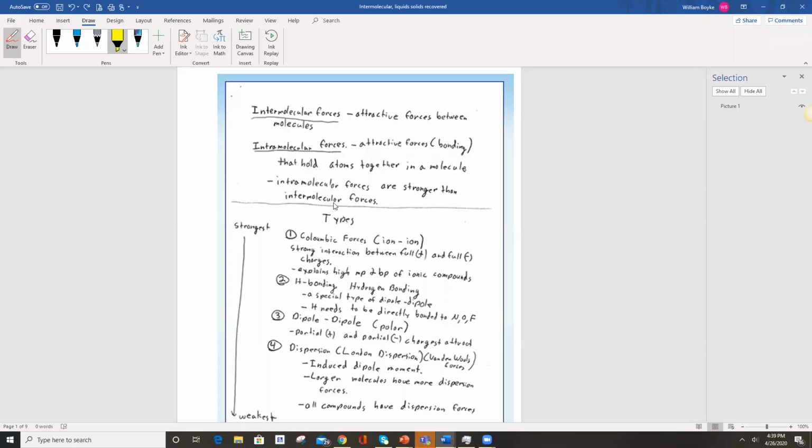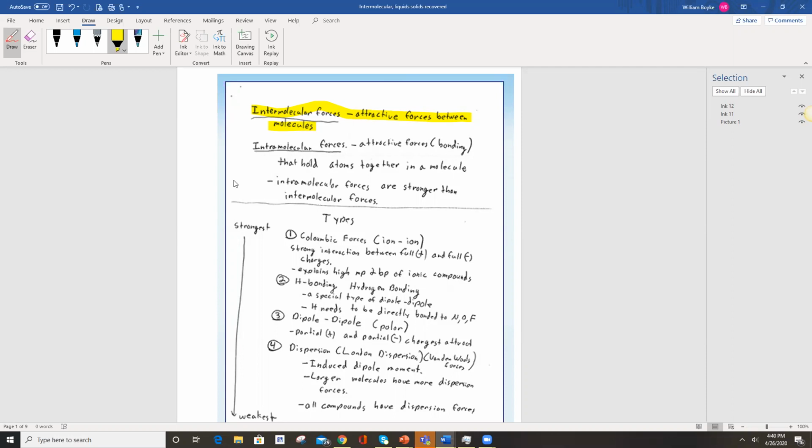So in this video, we will be looking at intermolecular forces and then going into solids and liquids. So first thing we want to do is look at what intermolecular forces are. Intermolecular forces are those attractive forces that exist between molecules. So intermolecular means between two or more molecules.